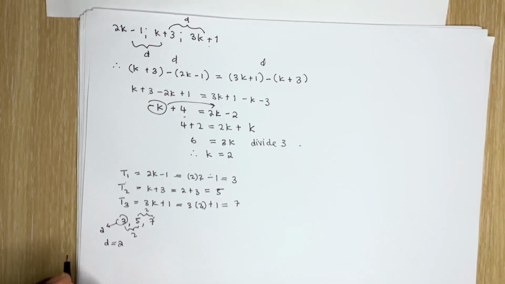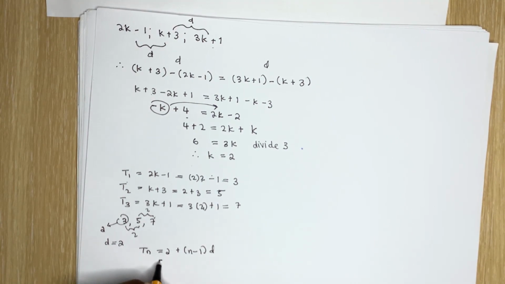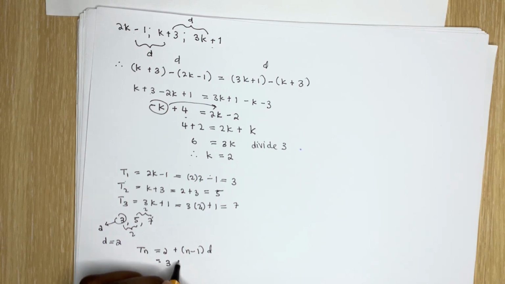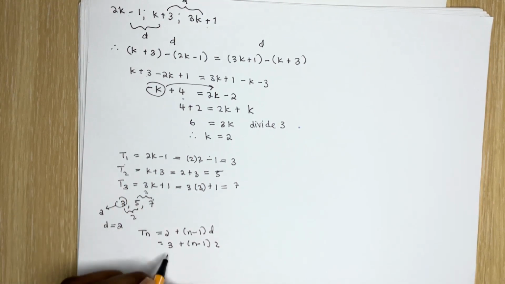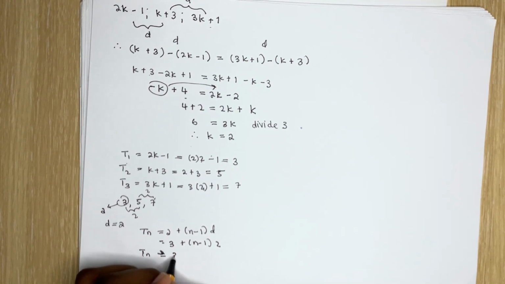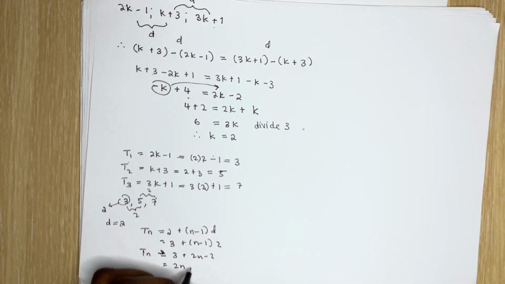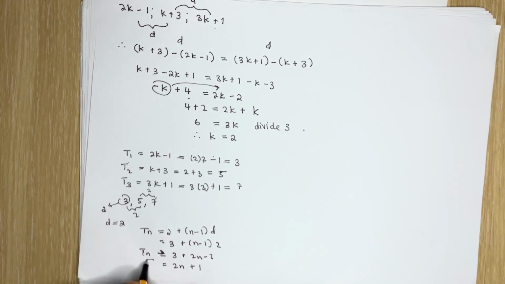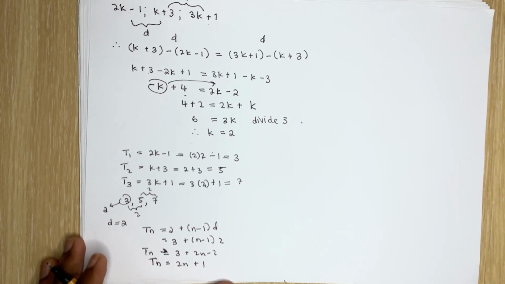Okay, so if you move forward, we're going to say, okay, Tn equals to a plus n minus 1 times d, where we have a equals to 3, then d equals to 2. Okay, so we are supposed to calculate the 11th term. So okay, let's just simplify that. So we have 3 plus 2n minus 2, then we have 2n plus 1. Okay, so that is our general term. So the general term was 2n plus 1.